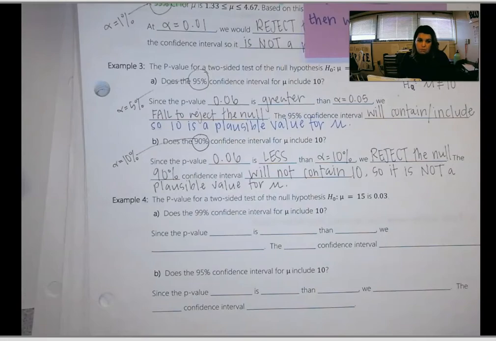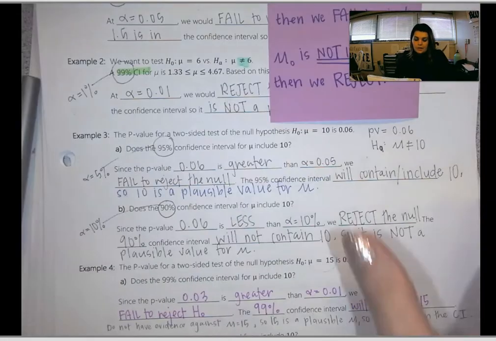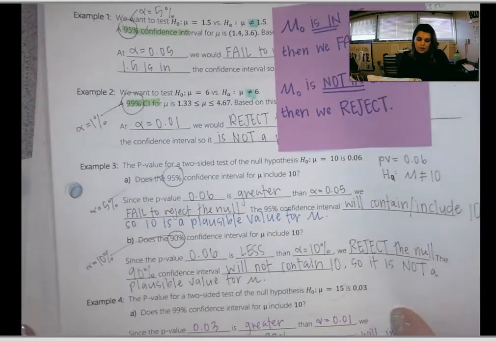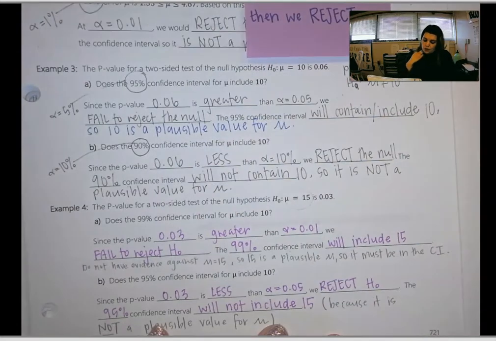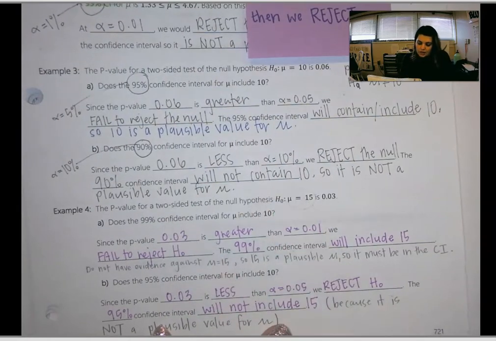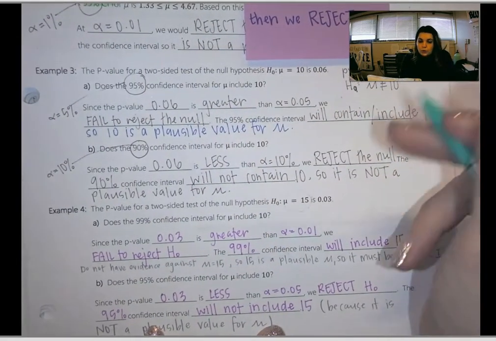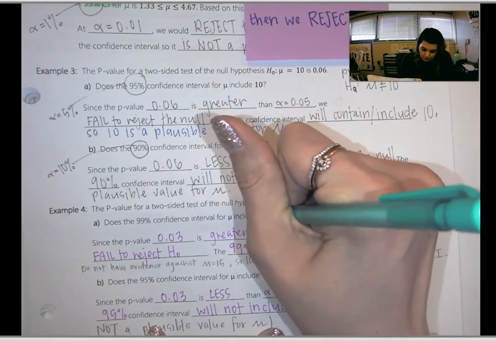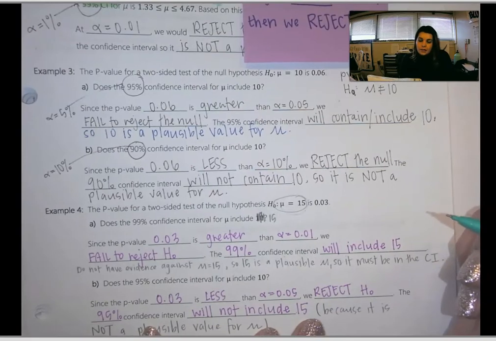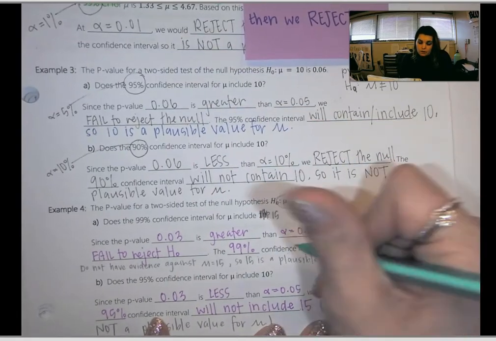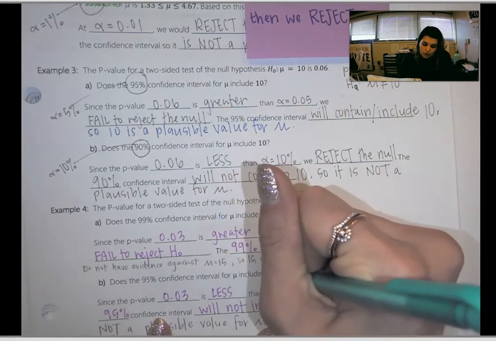Okay, pause. I realized as I was working through my problem a better way to explain this portion. For the first confidence interval, does the 99% confidence interval include... Well, that should say 15, because the null is that mu is 15. So these were both typos. I'm sorry if that messed you up.